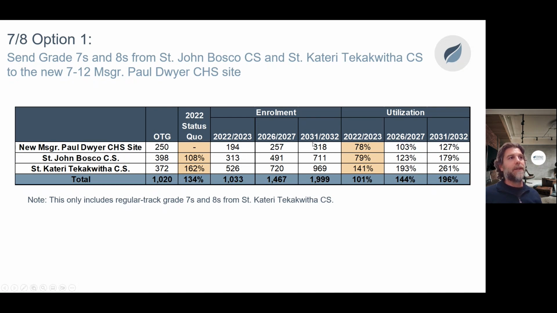And then as growth continues, enrollments are expected to hit close to 320, which would result in about 130% utilization. At St. John Bosco, removing the grade 7 and 8s would take utilization rates down from 108% to under 80% to allow some room for this future growth that's going to occur. And at St. Kateri, it would reduce utilization rates by a little over 20%, from 162% to 141%.